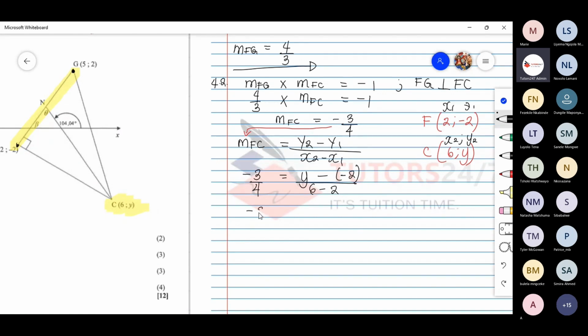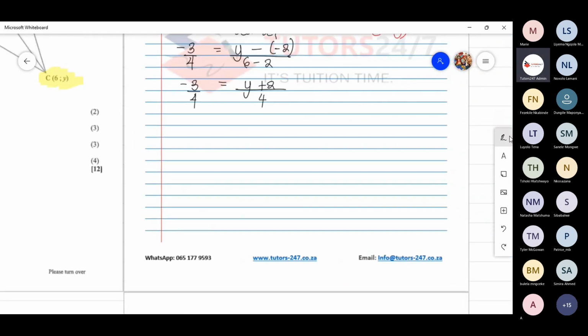So we've got -3/4 equals y plus 2 all over 6 minus 2, which is 4. Okay, now from here, I'm going to multiply the 4 in my denominator with the left-hand side. So it's a concept of cross multiplying. I'm just going to restrict it to one side. I'm not going to do the full cross multiplication.